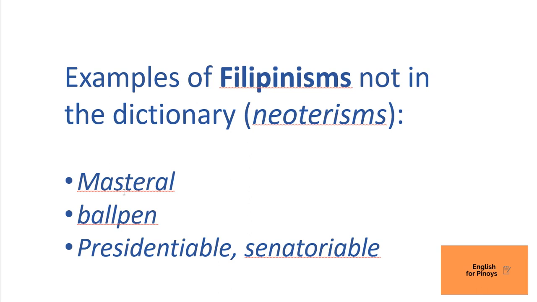And ball pen, also not in the dictionary, but we use it all the time. It should be ballpoint pen, and those are two words: ballpoint plus pen. And then there's presidentiable or senatoriable. Again, we invented this word, so that's why it's a Filipinism. It's an example of a neo-tourism. Presidentiable, when we mean presidential aspirant or nominee or candidate, but we say presidentiable.